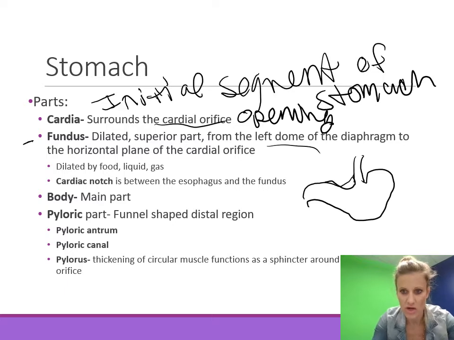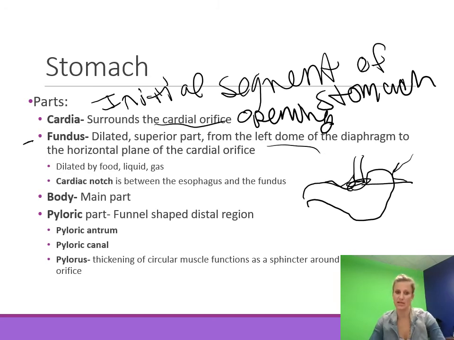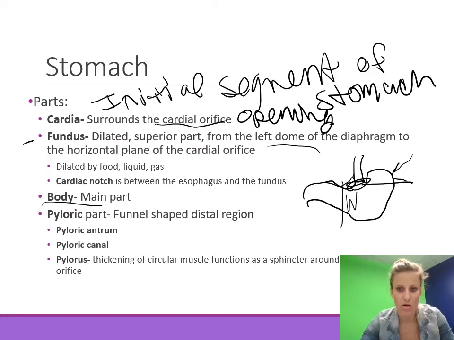Okay, so the cardia is the entrance right into the stomach that's like right here. And then if you draw a line over from that, this top region is the fundus. The body is the main part of the stomach. So like all of this is the body.